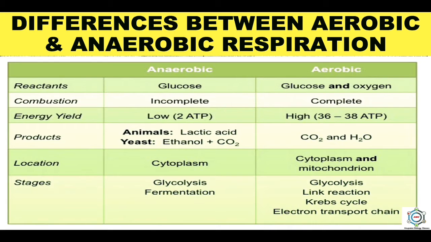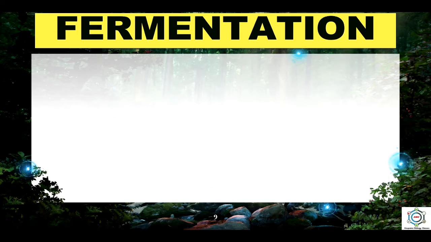The location of anaerobic respiration is the cytoplasm, while aerobic is cytoplasm and mitochondria. The stages in anaerobic are glycolysis and fermentation, while in aerobic they are glycolysis, link reaction, Krebs cycle and electron transport chain. So these are the main differences between aerobic and anaerobic respiration. After this, now fermentation. So what is fermentation?